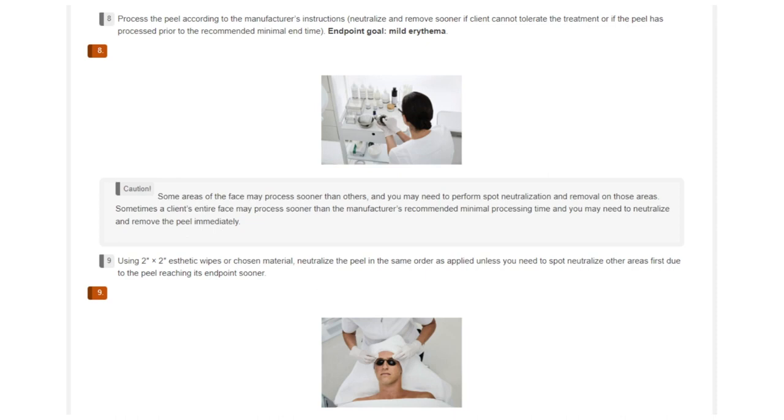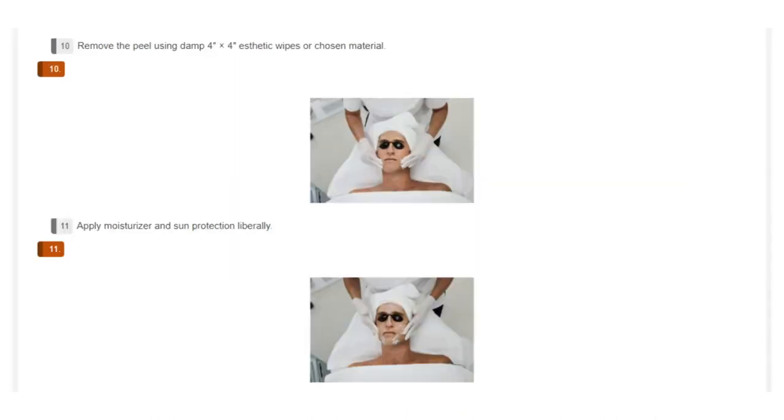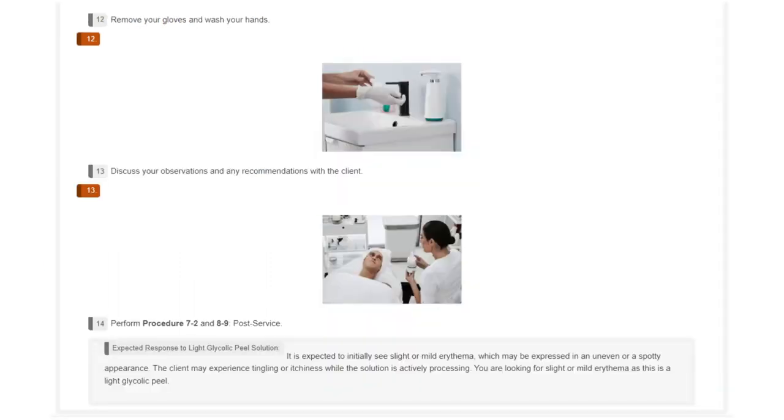9. Using 2x2 aesthetic wipes or chosen material, neutralize the peel in the same order as applied unless you need to spot neutralize other areas first due to the peel reaching its endpoint sooner. 10. Remove the peel using damp 4x4 aesthetic wipes or chosen material. 11. Apply moisturizer and sun protection liberally. 12. Remove your gloves and wash your hands.